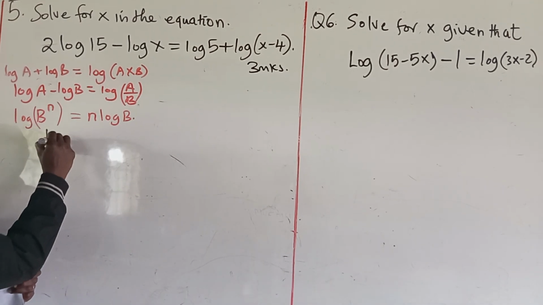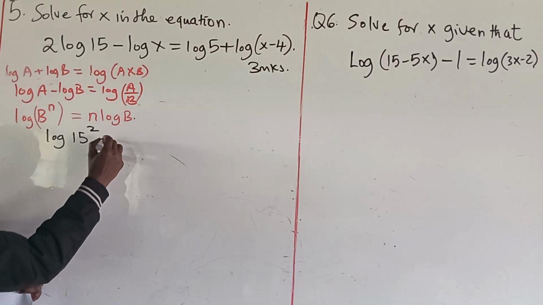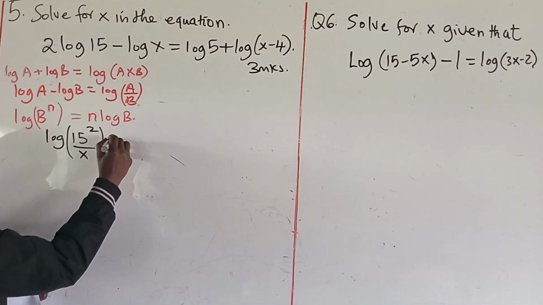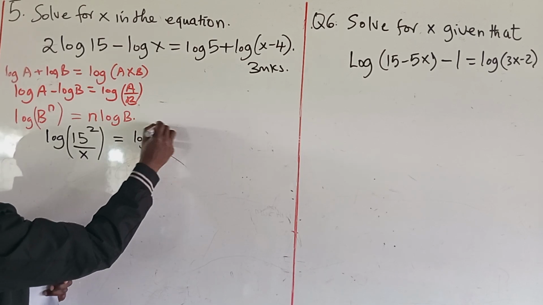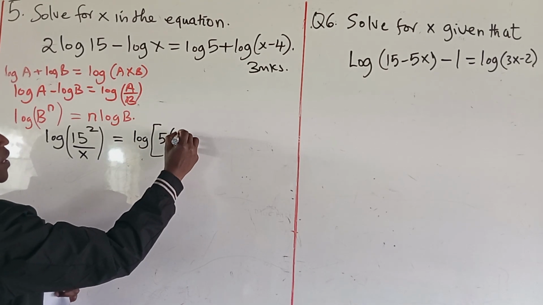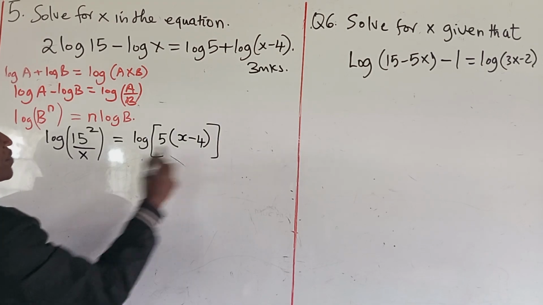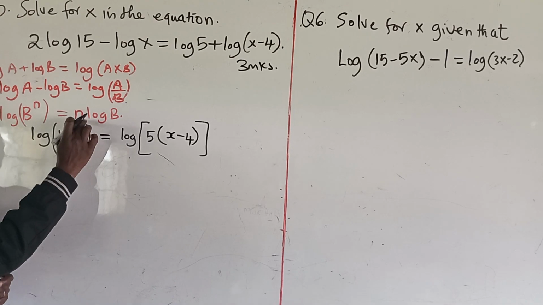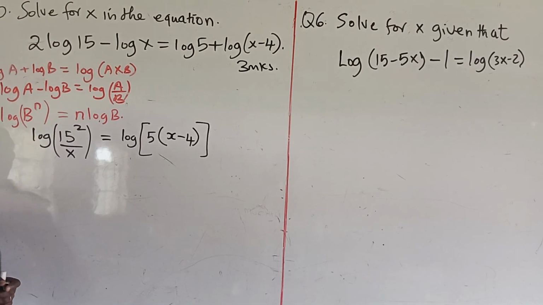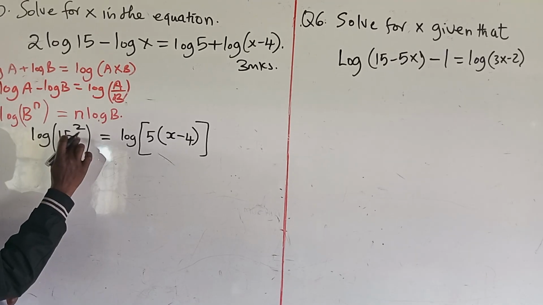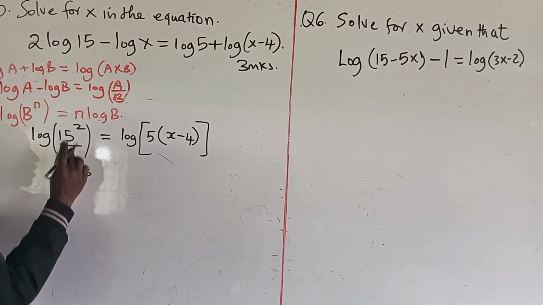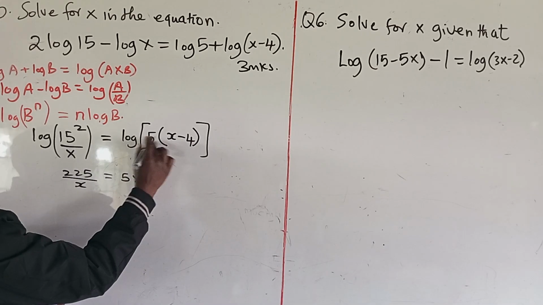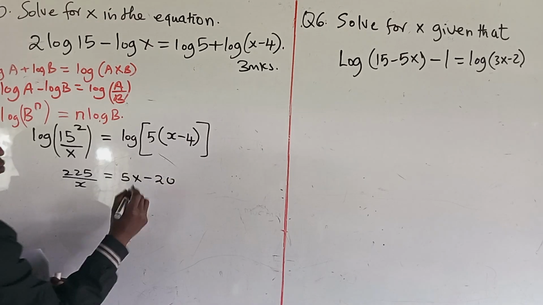So the question becomes logarithm of 15 squared divided by x, which will be equal to logarithm of 5 into x minus 4. This is what we said earlier in row number 1 and row number 2, and this is the application we are having here. So if I drop the logarithms and open this bracket, we shall have 225, the square of 15, all over x is equal to 5 times x, 5 times negative 4, minus 20.